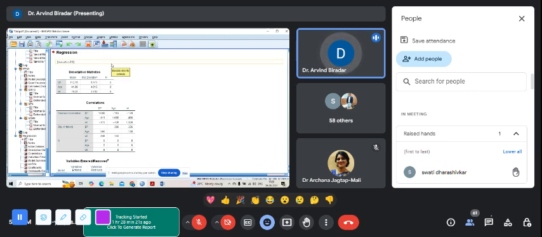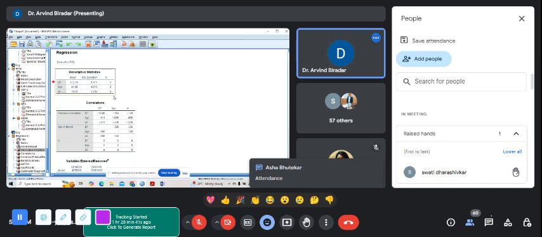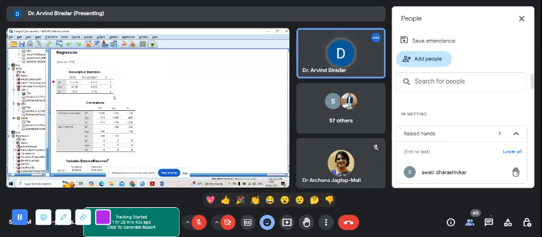The first step is the descriptive statistics: the mean and standard deviation. Mean is like this, standard deviation is like this, and observations are 8. Okay, it is just information.